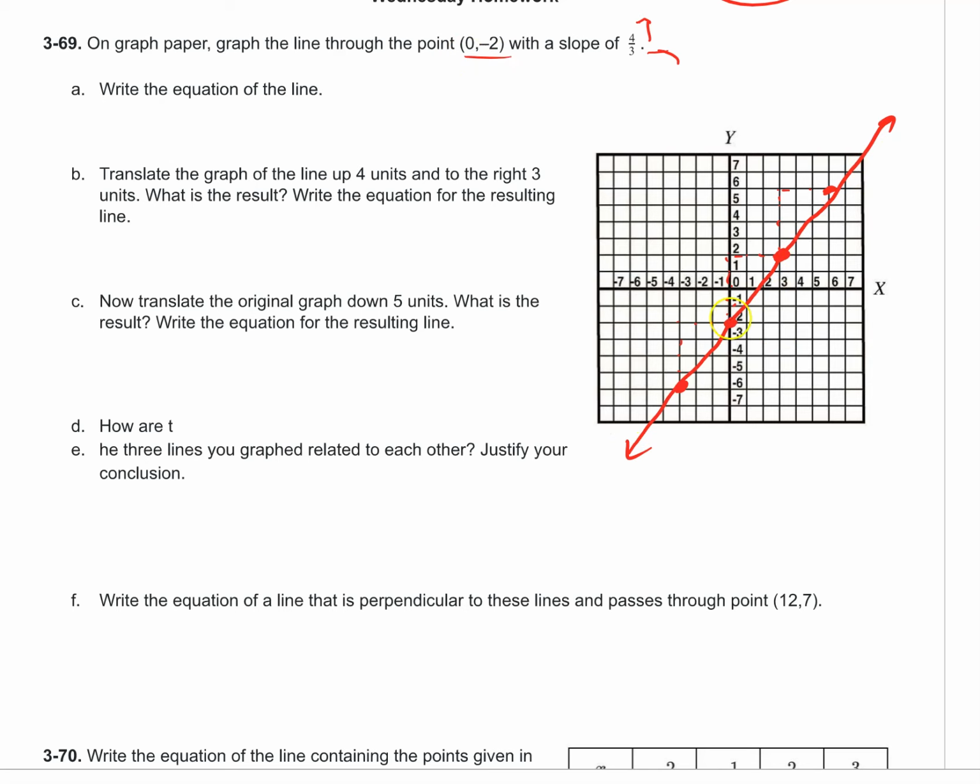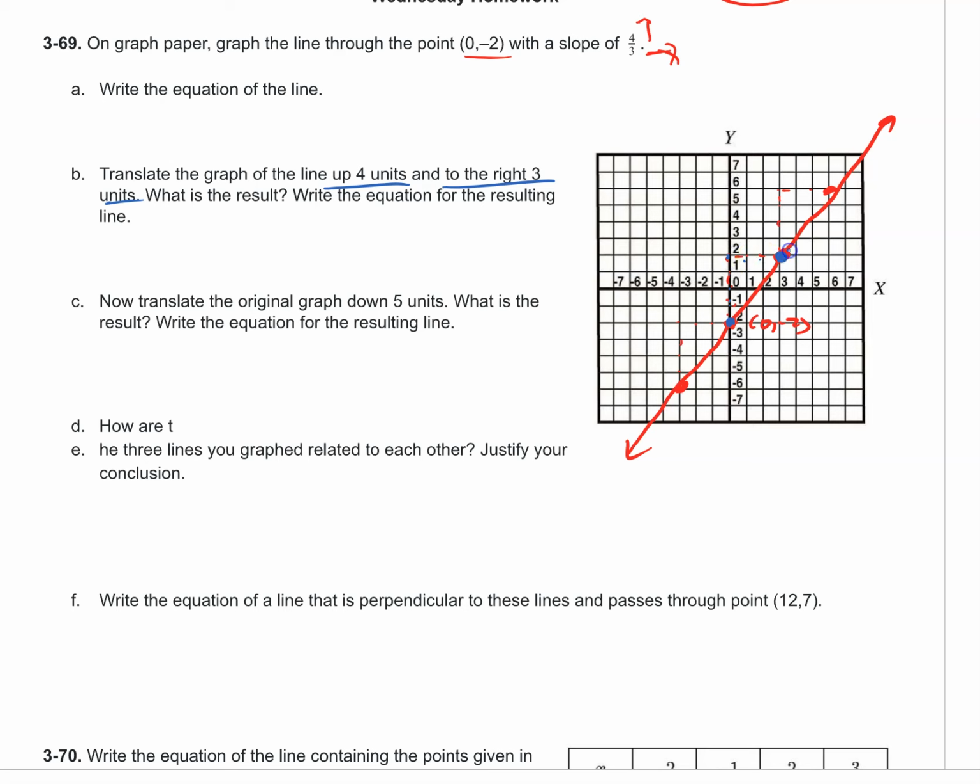It has that point, (0, -2), and it goes up 4/3. Now let's translate the graph of the line up 4 units and to the right 3 units. So one way you can do this is, let's take this point and move it up 1, 2, 3, 4, and to the right 1, 2, 3.